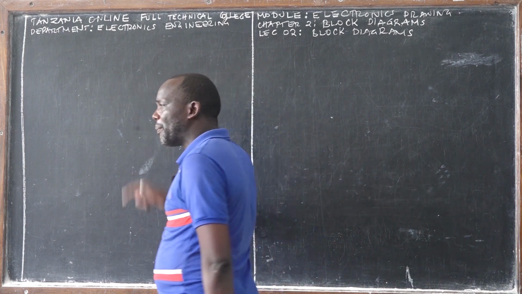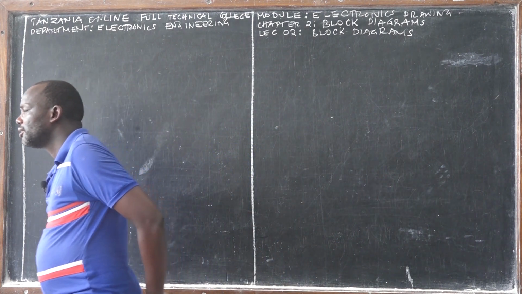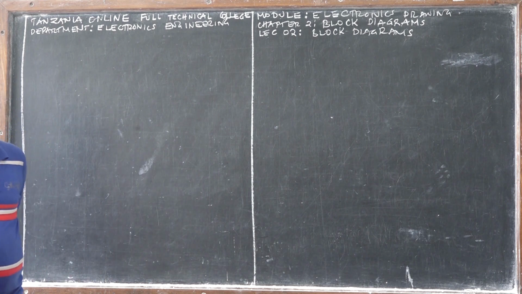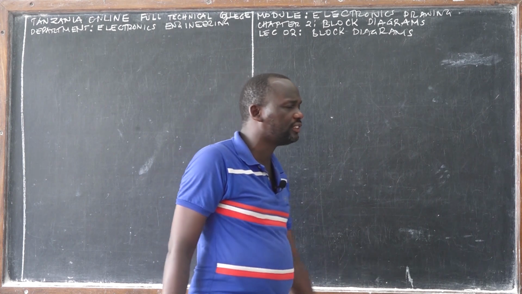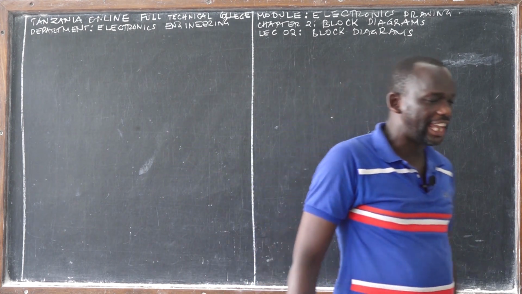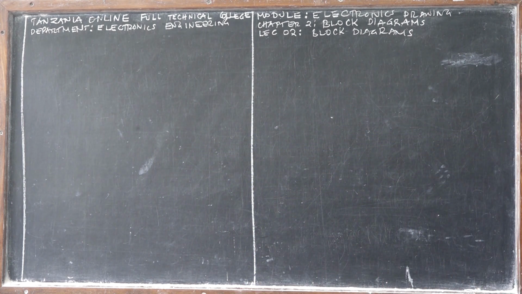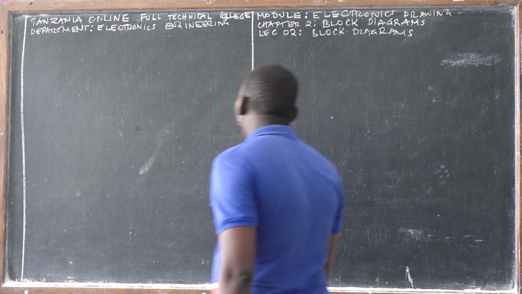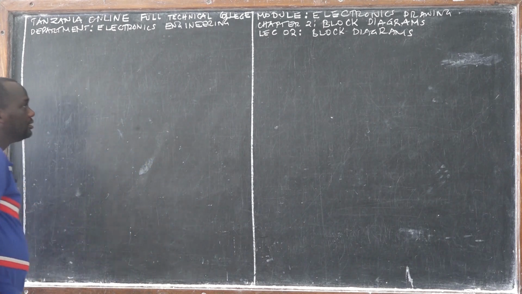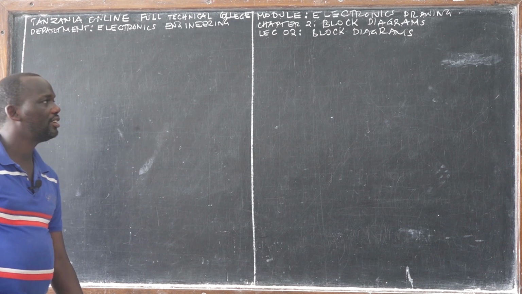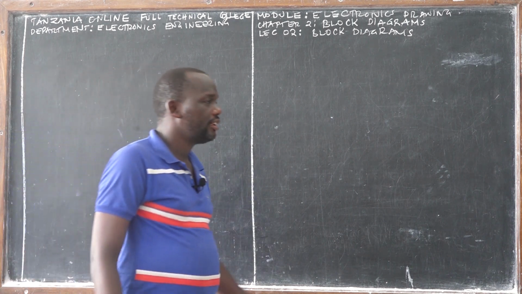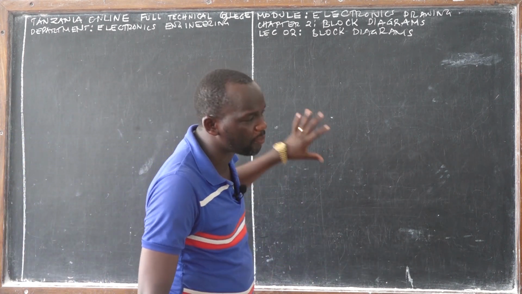Which departments are we? Electronics engineering. What is the module we have? Electronics drawing. Say electronics drawing. What is the name of the topic? Block diagram. Again, block diagram. What is the name of lecture 2? Block diagram. So simply, an introduction to block diagrams.